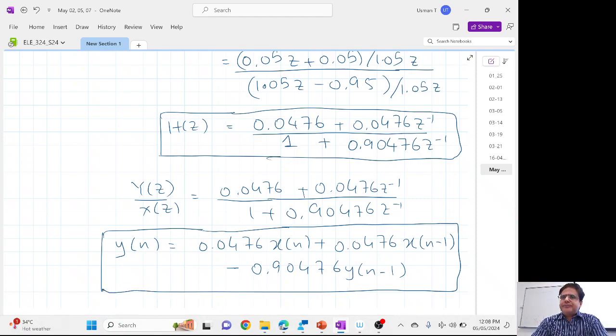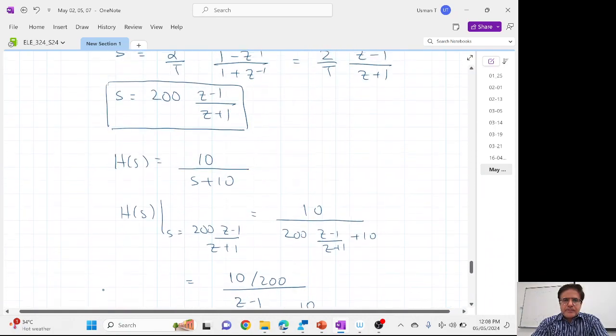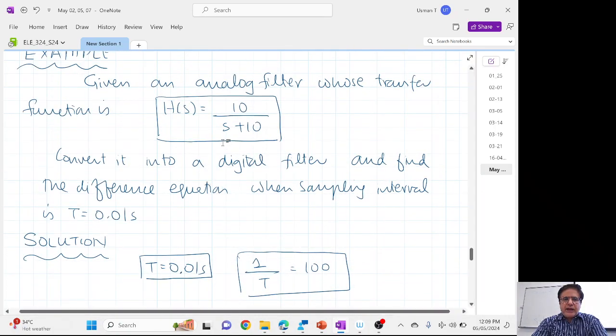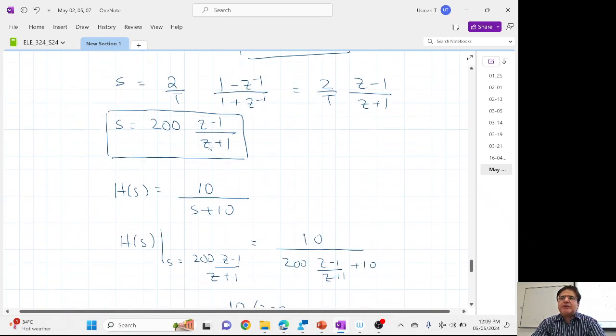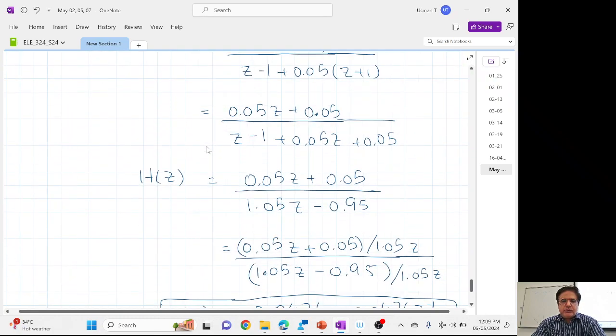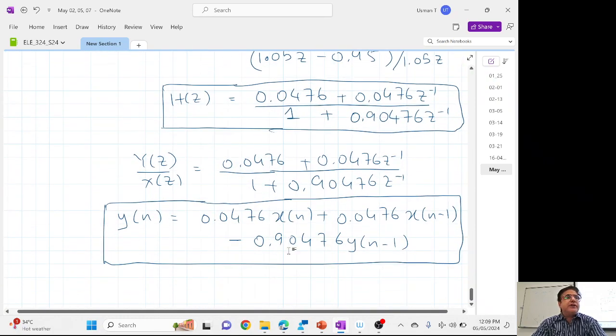Just to summarize, I have the analog filter, which was H(s) equals 10 over s plus 10. All I did was convert it into a discrete-time digital filter by doing the bilinear transformation, which is 2 over t times (1 minus z to the power minus 1) over (1 plus z to the power minus 1), or 2 over t times (z minus 1) over (z plus 1). This T is 0.01 seconds, so 1 over T became 100, and 2 times 100 is 200. Then I replaced s with 200 times (z minus 1) over (z plus 1), did the algebraic manipulations, and this is the result that I get.